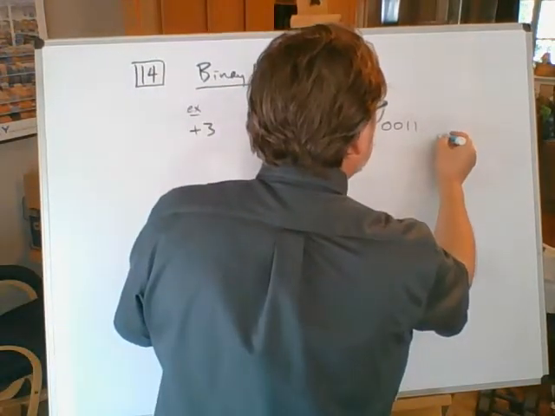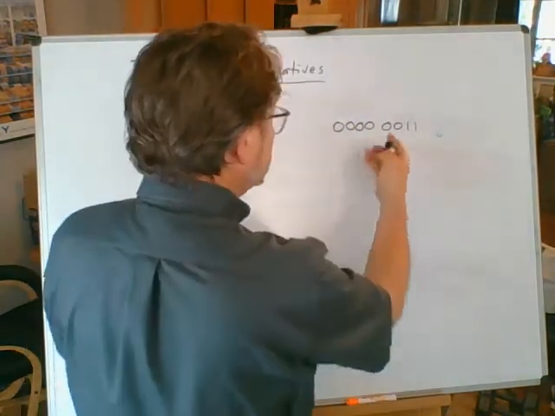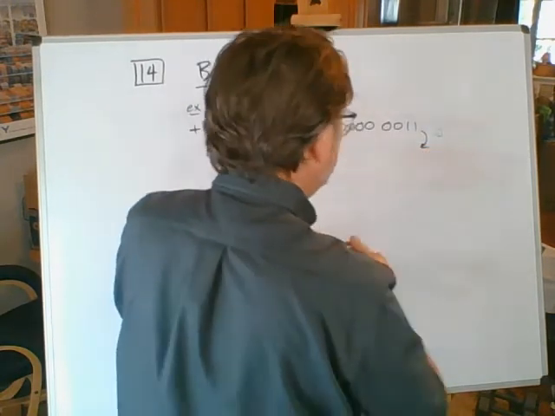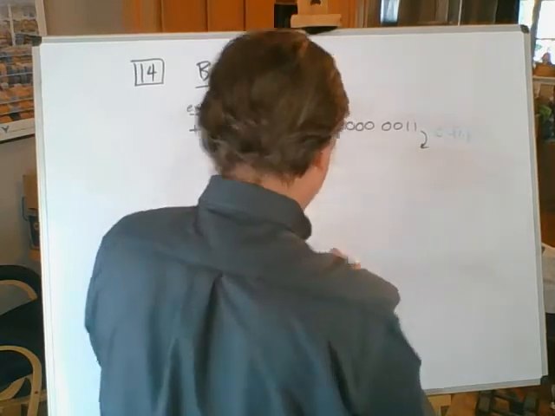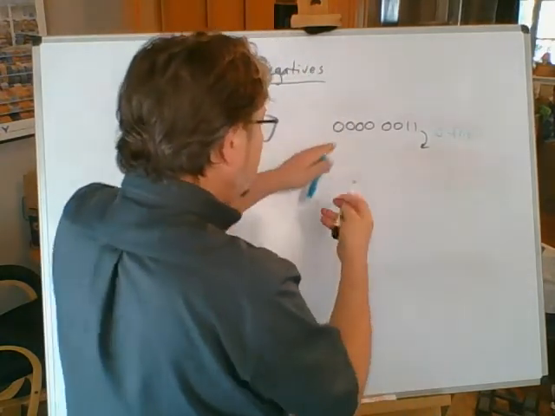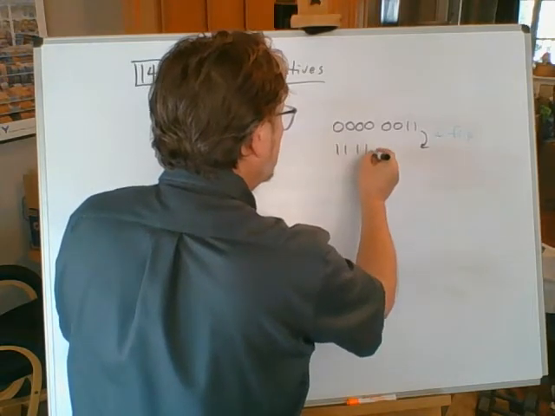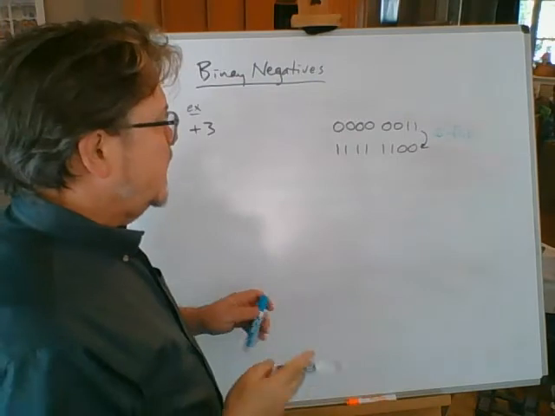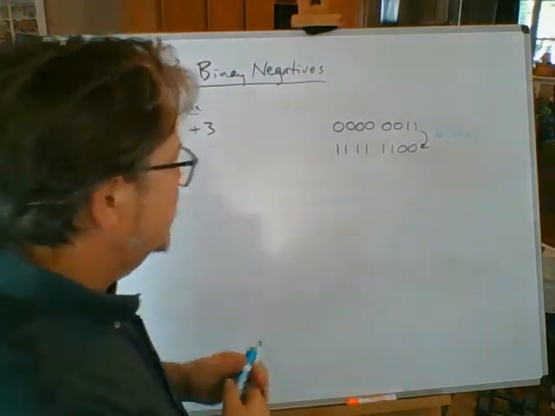Step 1, flip the bits. If I flip the bits on this one, I should write that out. Step 1 is flip. Where it's a 0, put a 1. Where it's 1, put a 0. 1, 1, 1, 1, 1, 1, 0, 0. Done, and, no, we're not done. That was only stage 1.